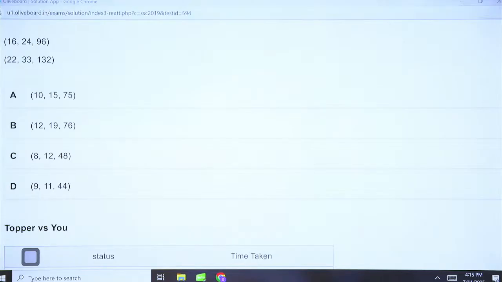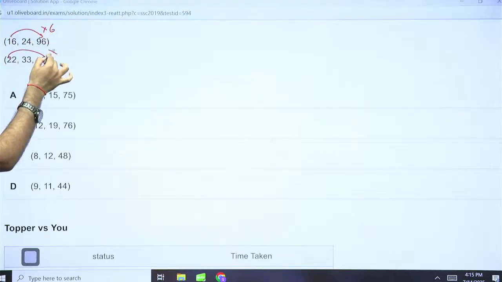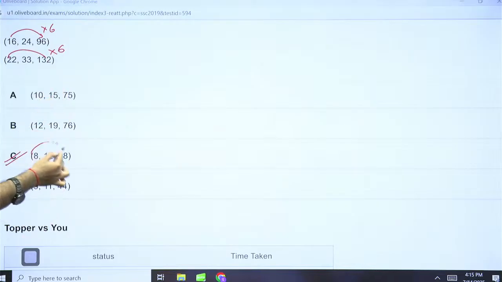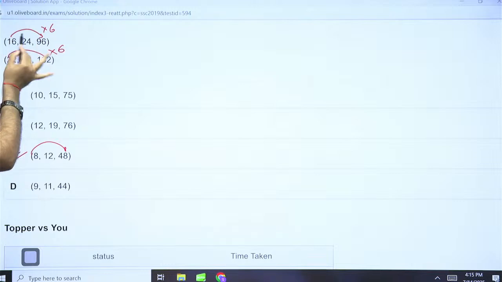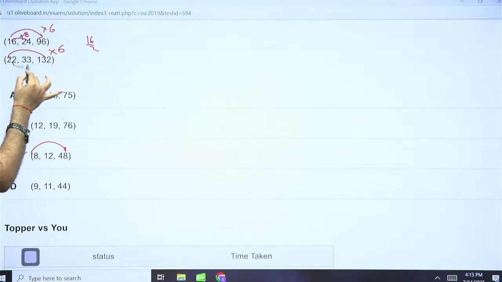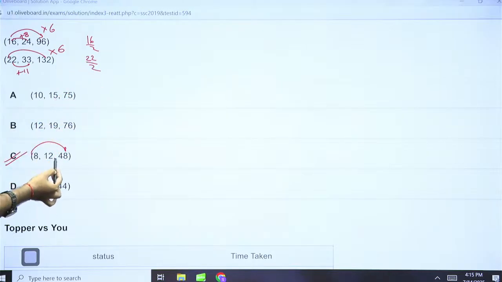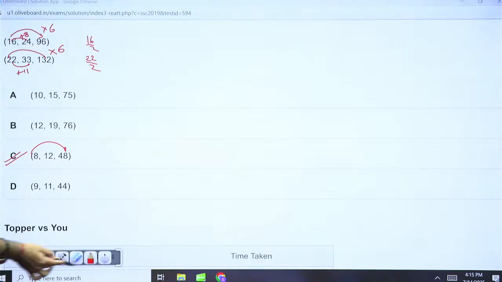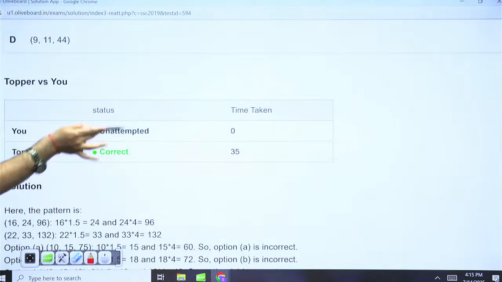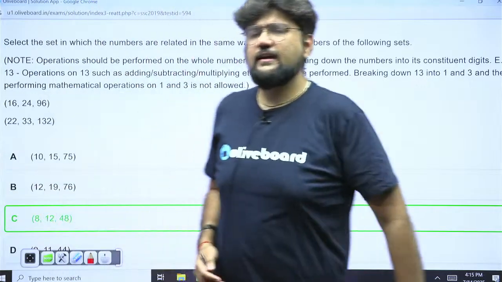Yes, what about this one? So 16, 24, 96. Immediately it will click to you: 16 multiplied by 6 is 96, 22 multiplied by 6 is 132. If you check in the options, only option C is satisfying. But just for the sake of it, what else? We'll see 16 plus 8 is 24. So 8 is 16 divided by 2. And 22 plus 11 is 33. So 11 is 22 divided by 2. So 8 divided by 2 is 4. 8 plus 4 is 12. So this is satisfying. Option C is my correct answer. Okay. 35 seconds. Pretty decent. Can be shortened also.